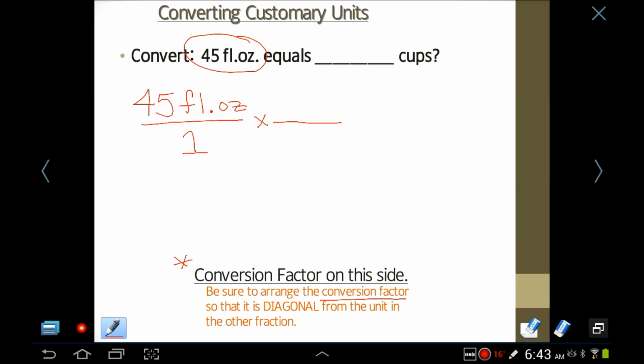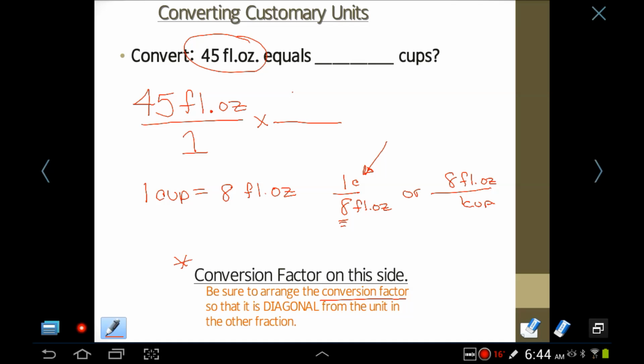So if I look at my conversion table, I can find out that 1 cup equals 8 fluid ounces. When I do this, I can either write it as 1 cup over 8 fluid ounces or 8 fluid ounces over 1 cup. If you look at both of those, you'll notice that in this example right here, the 8 fluid ounces is on the bottom. And that's what you want. You ultimately want those units to be on the bottom.